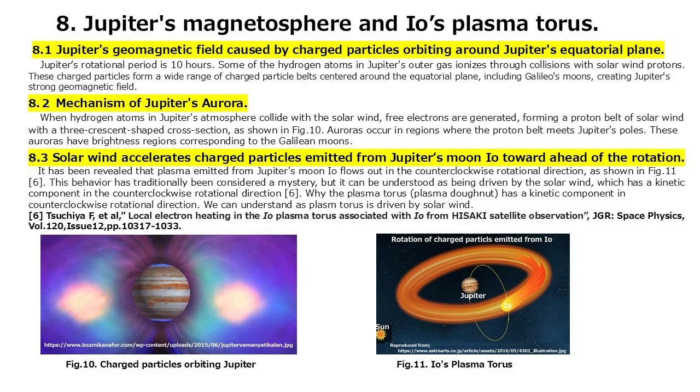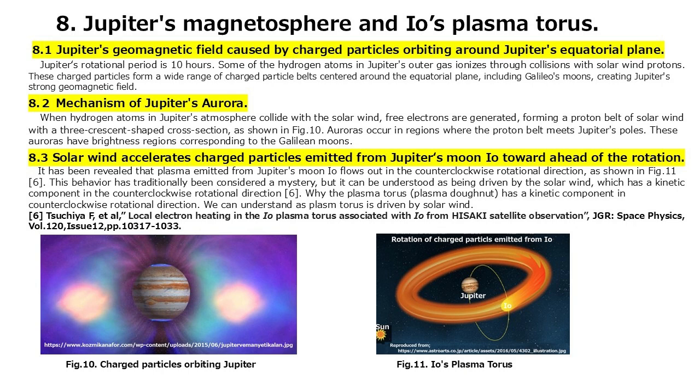Jupiter's magnetosphere and Io's plasma torus. Jupiter's geomagnetism is caused by charged particles orbiting Jupiter's equatorial plane. Jupiter possesses gaseous hydrogen on the outside, and the rotational period of Jupiter is 10 hours. Jupiter's charged particles, together with charged particles of the solar wind, are responsible for Jupiter's strong geomagnetic field. The band of charged particles is chained by magnetic coupling and spread over a wide area, including the Galilean satellites.